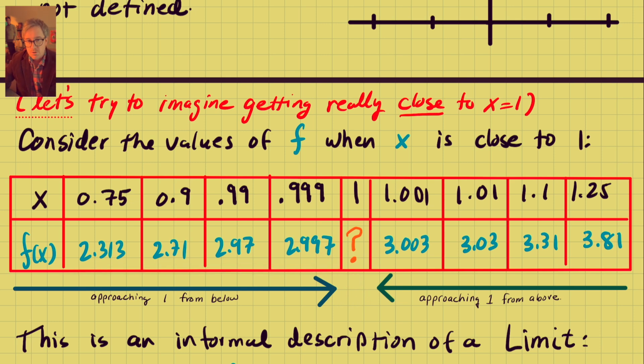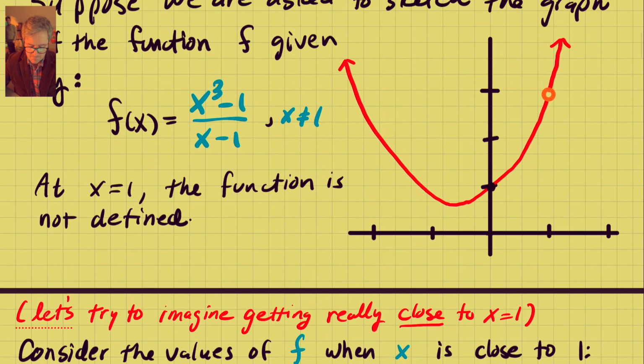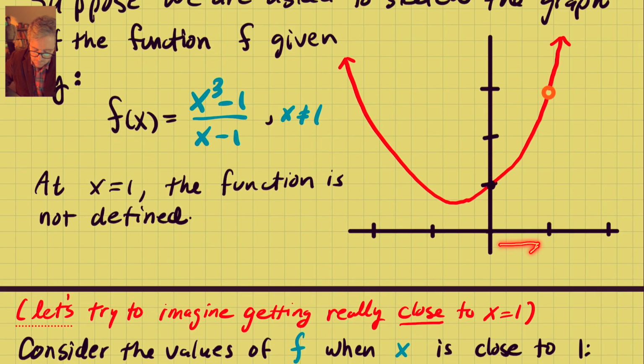Same story as we approach from the other direction. We start by getting 3.81, then 3.31, 3.03, and 3.003. Again, if we were to plot values even closer, we would get even closer to 3. As we approach from below, we are going up the function like this, which means we're getting closer and closer to a value of 3 on the y-axis. As we approach from above, we would be coming down the function like this, which means we would be getting closer and closer to a value of 3 on the y-axis, but from the other direction.